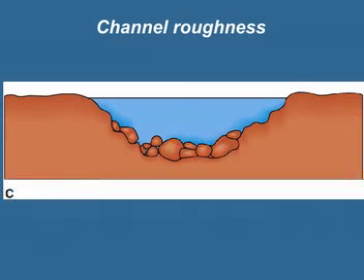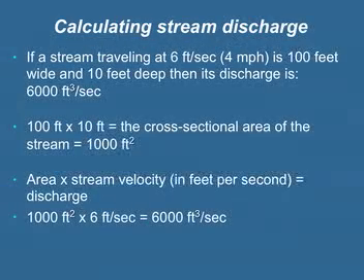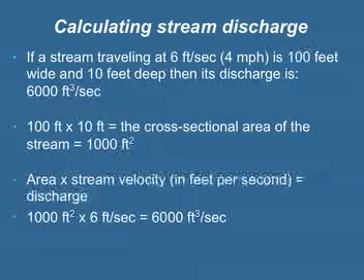Here, it's going to make it kind of turbulent eddy. It's going to make it rough and choppy. And so channel roughness also can slow down a stream. All right, so here is the formula for stream discharge, and I'll always give this to you.